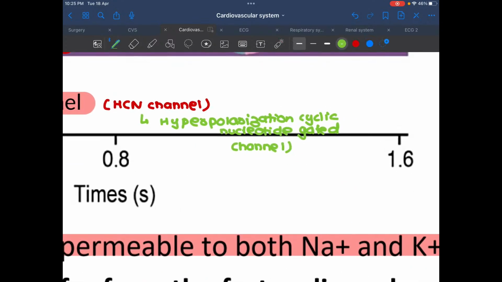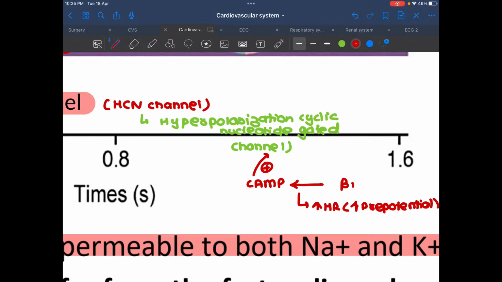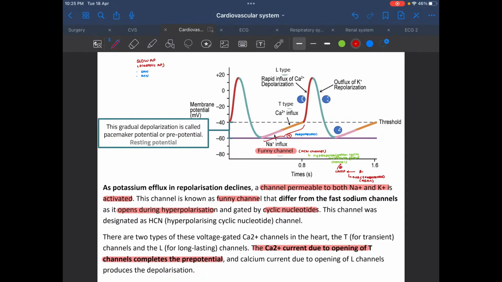This means that whenever cyclic AMP is there, that's a cyclic nucleotide, it's going to activate these channels. And what was activating your cyclic AMP? Can I say the beta 1 receptors present on the heart? So now I'm thinking one more thing, that beta 1 receptors are also going to increase the heart rate because they're going to increase this pre-potential. Where? In the SA node. And that's one more thing. We have discussed how the beta 1 receptors can contribute to positive inotropy. Here we are studying how the beta 1 receptors can contribute to positive chronotropy as well.